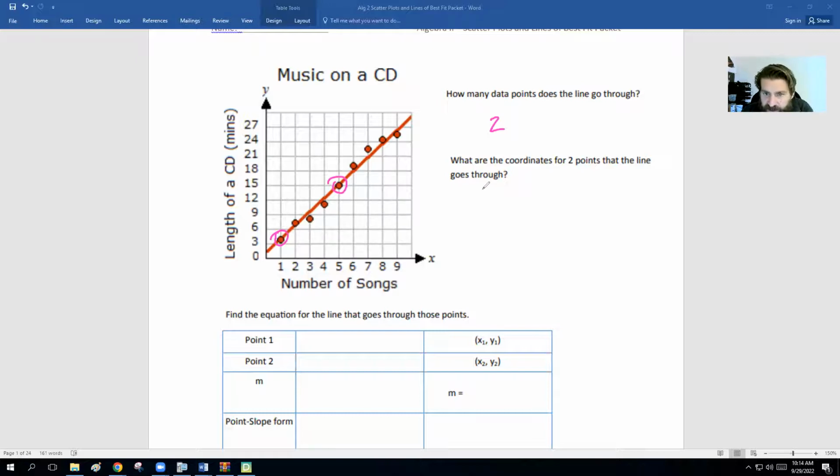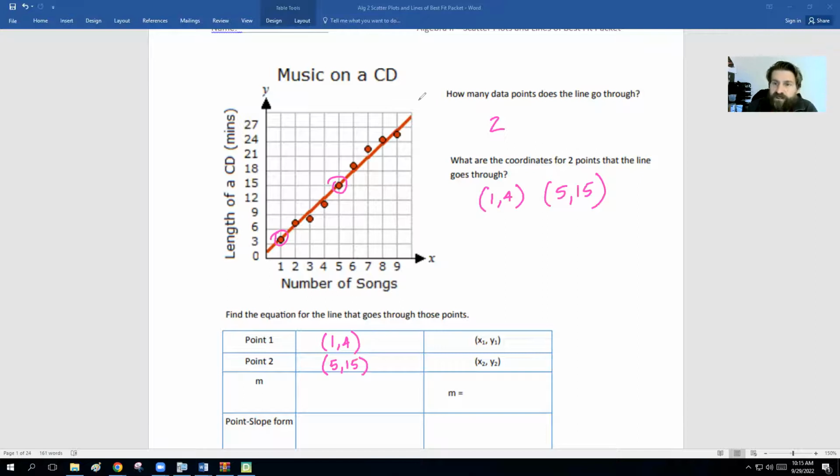If I had to guess here, the 1 point is between, well, more than 3, less than 6, so I'd probably say that's at like 1, 4. And this one here is probably at 5, 15. So filling out this table here, our point 1 is 1, 4, and that's our x1 and our y1. And our point 2 is at 5, 15.